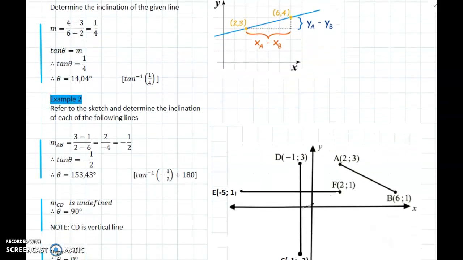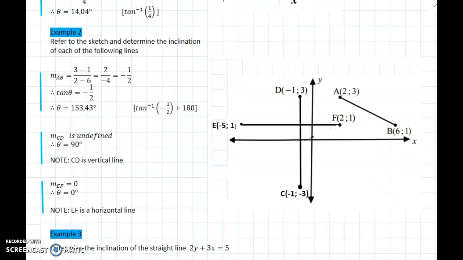Refer to the sketch and determine the inclination of each of the following lines. So let's look at line AB. You can see this line has a negative gradient. Let's work it out. So it's the change in the two y values, 3 minus 1, over the corresponding change in x, 2 minus 6, which gives you 2 over negative 4, which is negative a half. The gradient is negative. So therefore, tan theta is equal to minus a half.